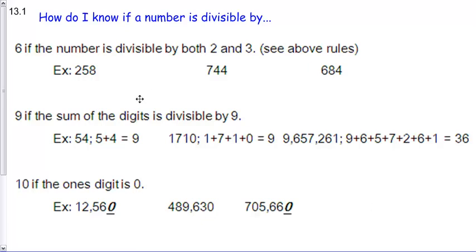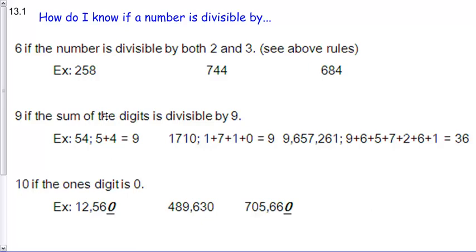There's no rule for 7. It's just easier to divide than it is to do the rule. The rule for 8 is actually the last three numbers are divisible by 8, which again it's probably just easier to divide by.